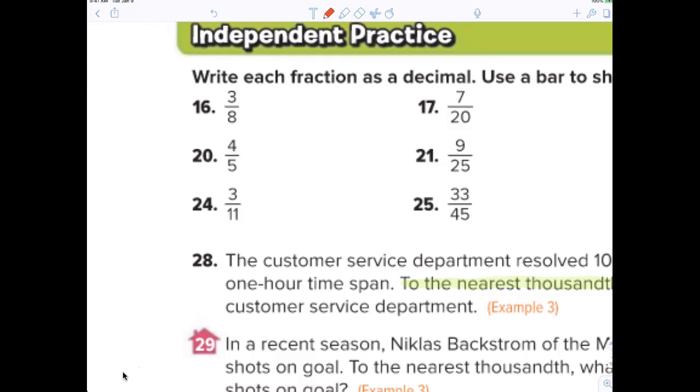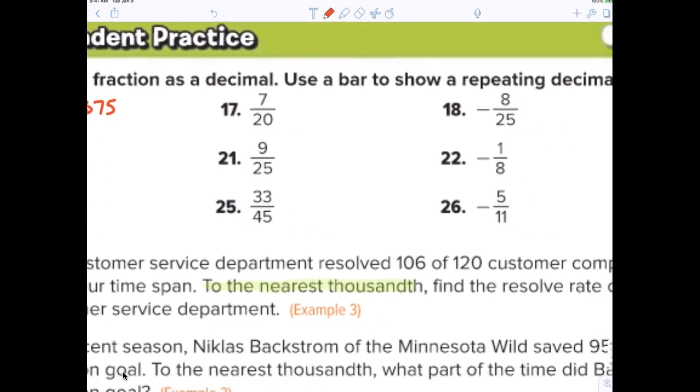What is it? 0.375. You are brilliant. 0.375. And I'm just telling you guys, it's just division. All right, just division. Now, I think everybody should be able to tell me what 7 over 20 is. 7 over 20 is the same as, how much?